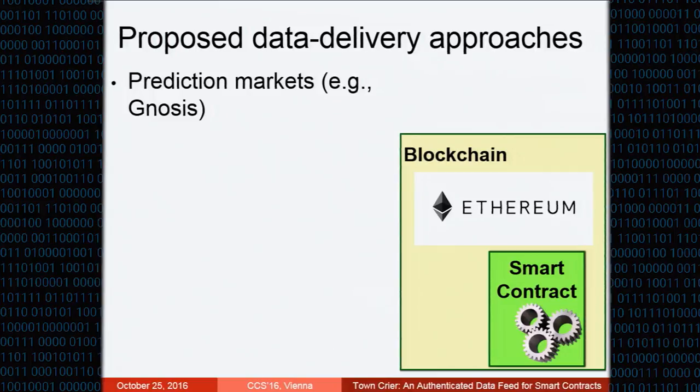Maybe the first option we have is prediction markets. But prediction markets, such as Gnosis, rely on human input. And therefore, it takes a long time to reach a consensus on the right answer for a given problem, and it is not ideal for data-driven and data-hungry smart contracts.